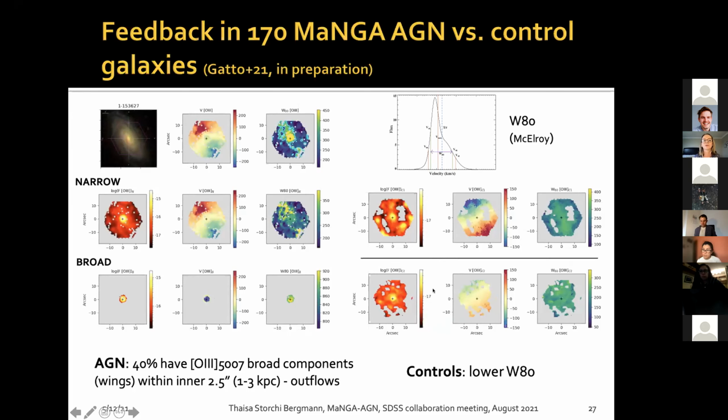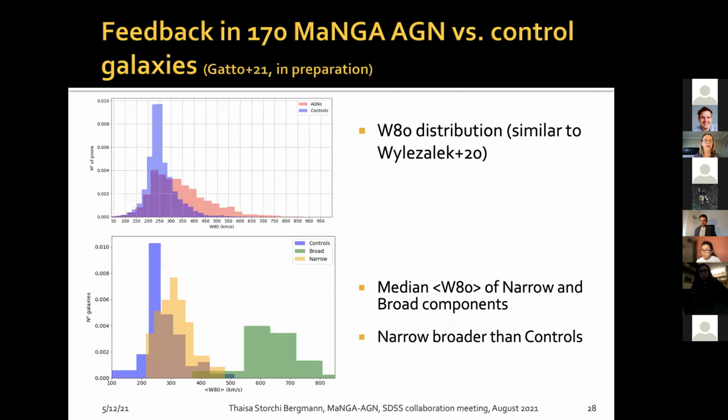And here's the control galaxy. So this is an ongoing study. And the distribution of W80 is similar to the work by Villar-Martín et al. 2020. The W80 is displaced towards higher values for the AGNs as compared to controls.